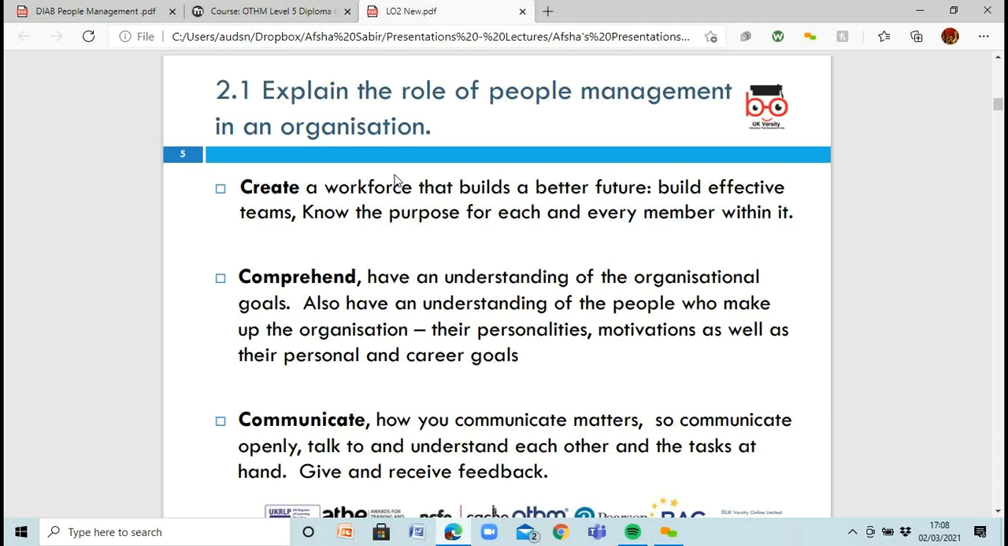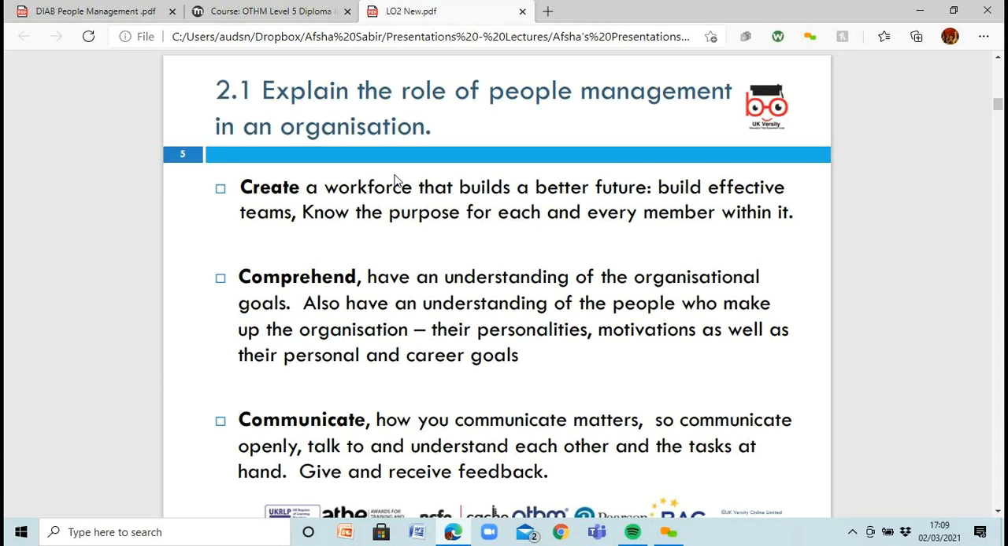When we talk about comprehend, it's so that you have an understanding of what the goals are for the organization, so that you need to know exactly what you're aiming towards, what your organization wants, what their targets are, and how you're going to work towards them.